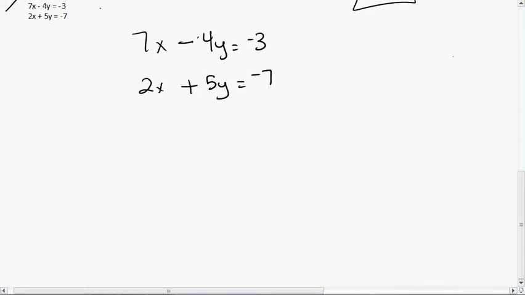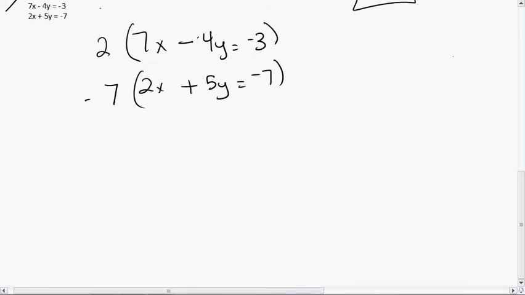I think I'm going to eliminate the x's this time. We've been eliminating y's all along. And the way I'm going to do that is to swap the coefficients of the x. So that means I'm going to multiply the top equation by 2, coming from this 2x down here at the bottom, and the bottom equation by 7, coming from the 7 up here on top.